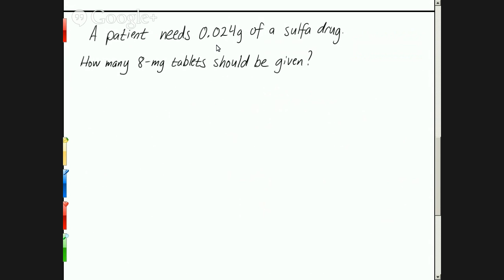Therefore, not enough grams, because there's not enough grams. Okay. Yeah. So let's set this up.